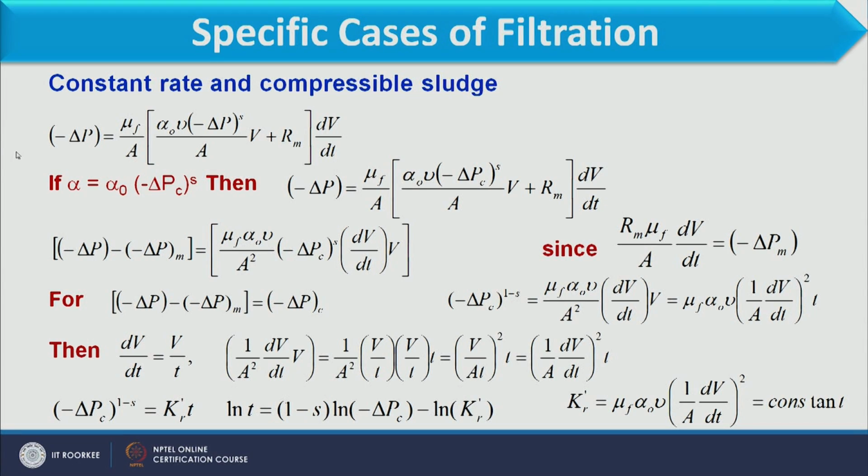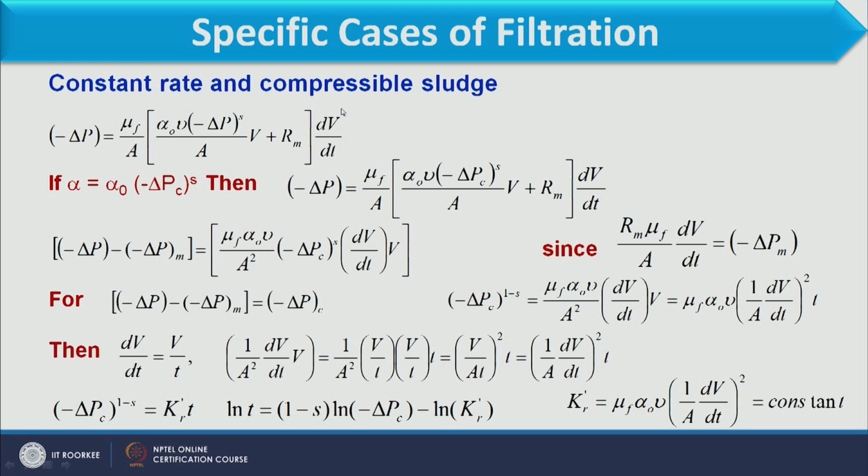So here you see, for constant pressure and compressible sludge we have 3 different constants: Rm value, S value and alpha naught. So we have gone through 2 steps for calculating these constants. And finally we have constant rate and compressible sludge. This is the pressure drop equation.